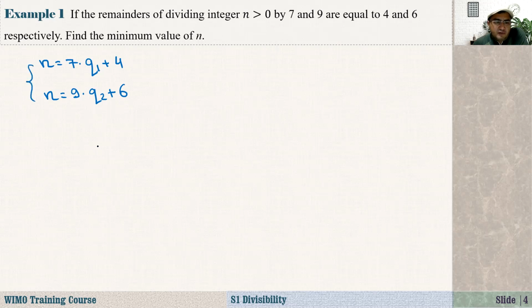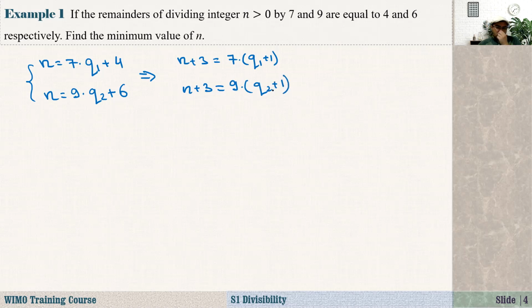From here, if you notice, if I just add 3 to both sides of the first and the second equation, you will see that n plus 3 is divisible by 7. n plus 3 is divisible by 9, right? By adding this 3, on the right-hand side, 4 plus 3 is 7, so I can just write 7 times q1 plus 1. And the second one becomes n plus 3 is equal to 9 times q2 plus 1, right?